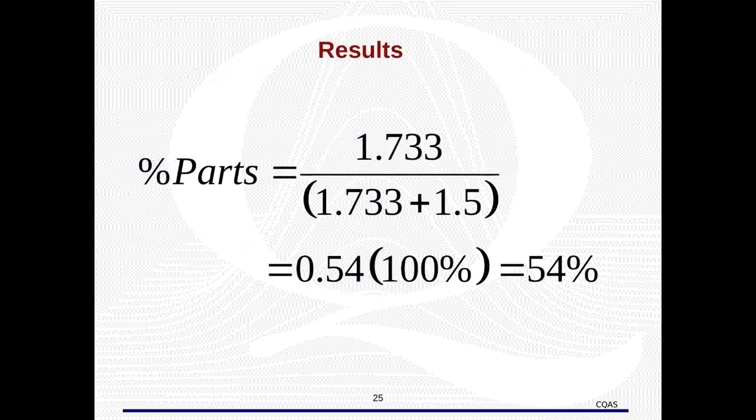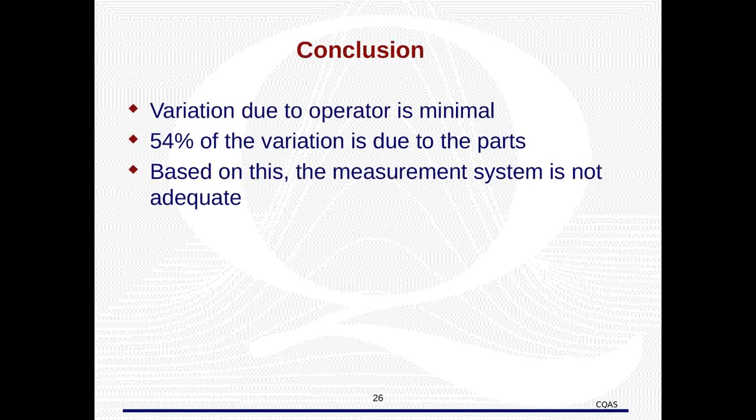So the percent contribution from the parts is 54%. This means that the percent contribution from measurement error is 46%. We consider the measurement system not adequate because the amount of variation due to your gauge is too high. We would like the variation due to parts to be 80 or 90%.